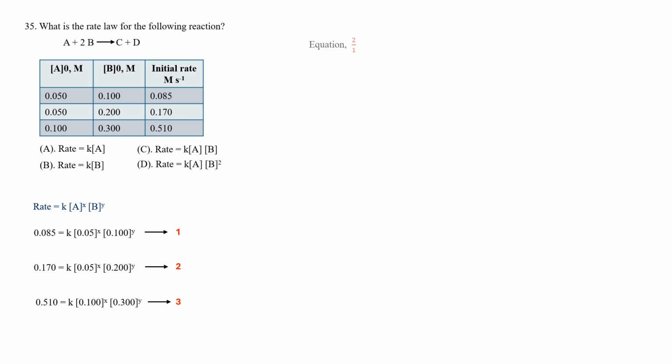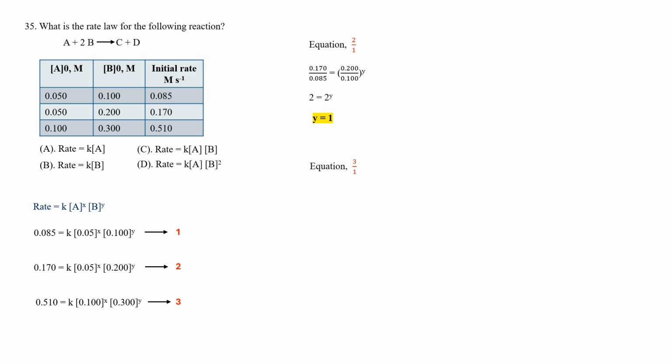Let's divide equation 2 by 1. If you divide equation 2 by 1, the A concentration is common, 0.05 in the second row and the first row, so we can easily remove that. And then we can solve for Y, the order in terms of B. So the Y order is 1. That is, B concentration to the power 1.